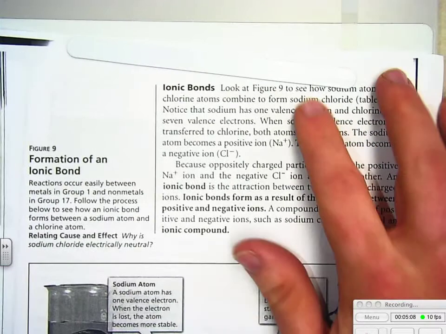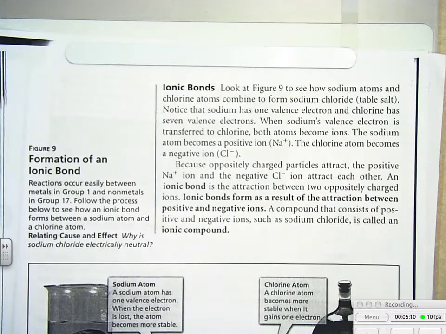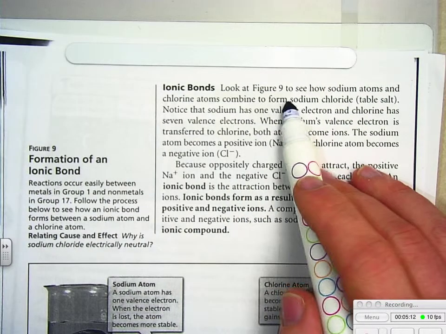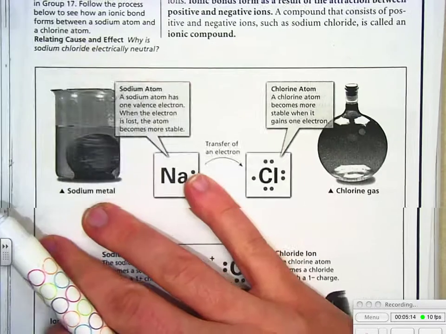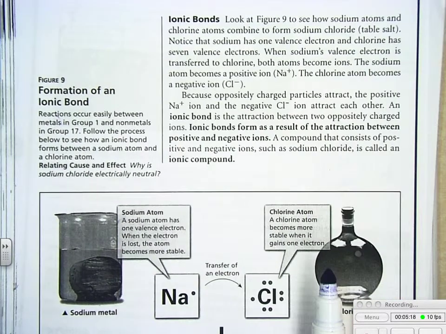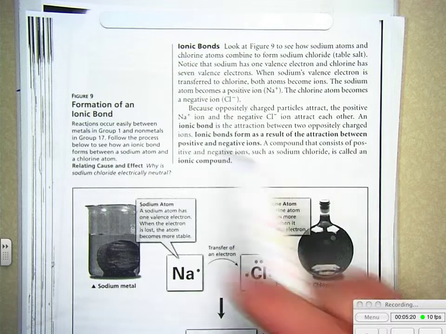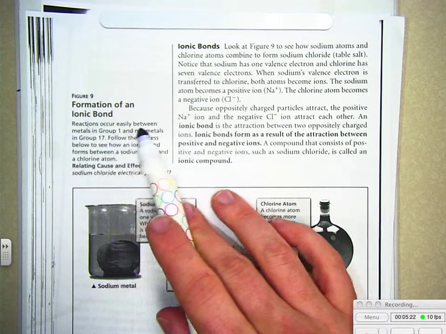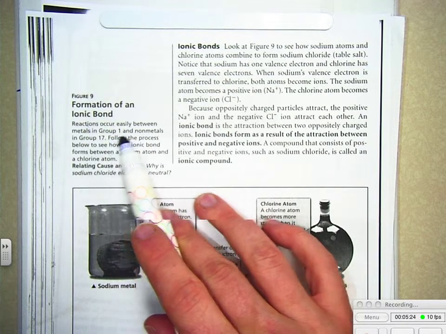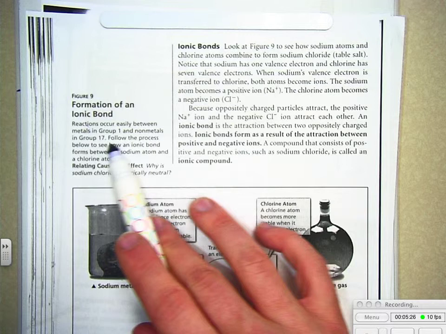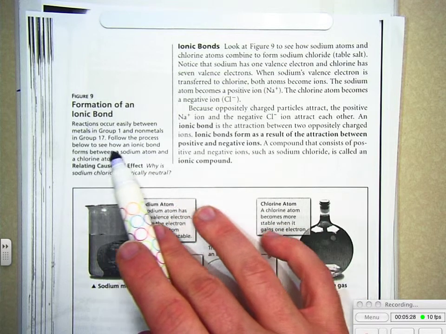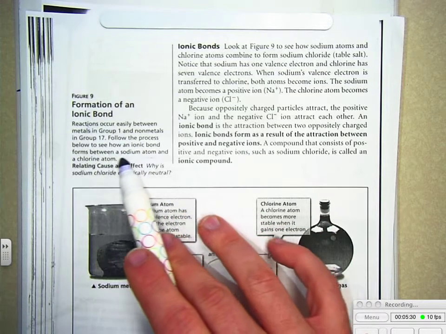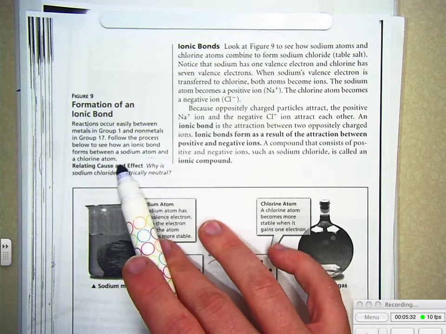Now we're going to learn about ionic bonds. Let's look at figure 9. It says formation of an ionic bond. Reactions occur easily between metals in group 1 and nonmetals in group 17. Follow the process below to see how an ionic bond forms between a sodium atom and a chlorine atom.